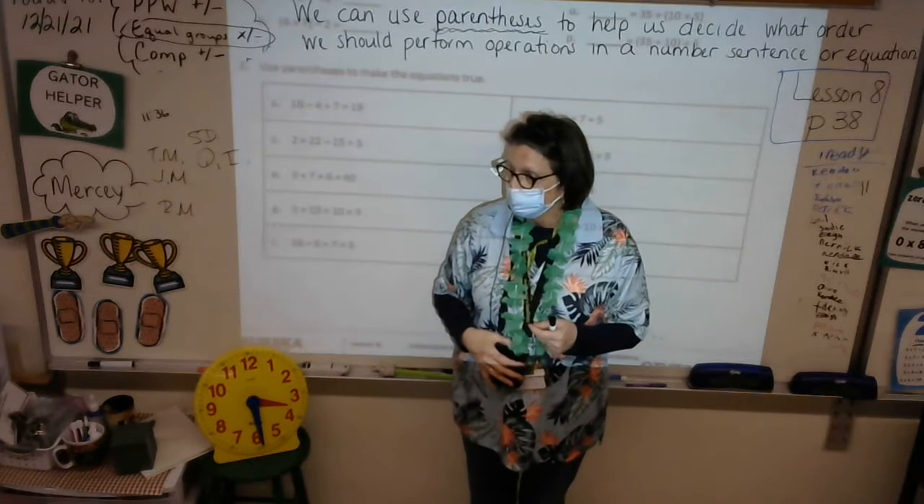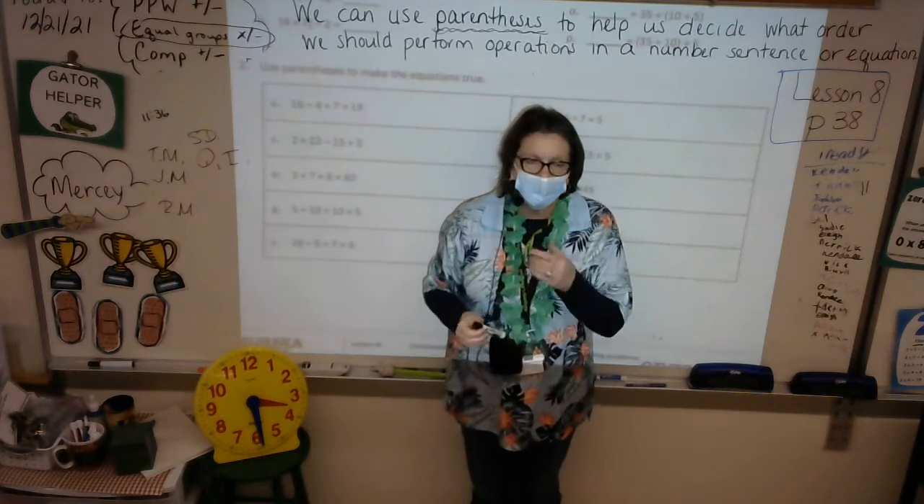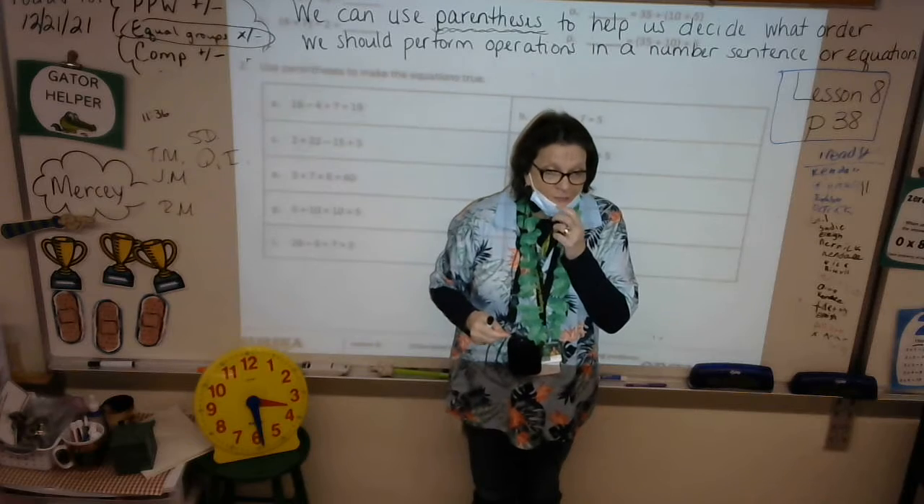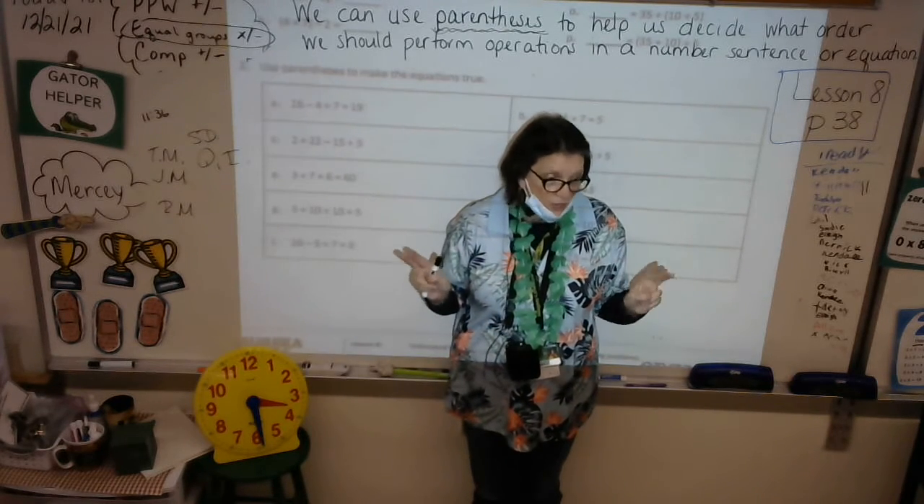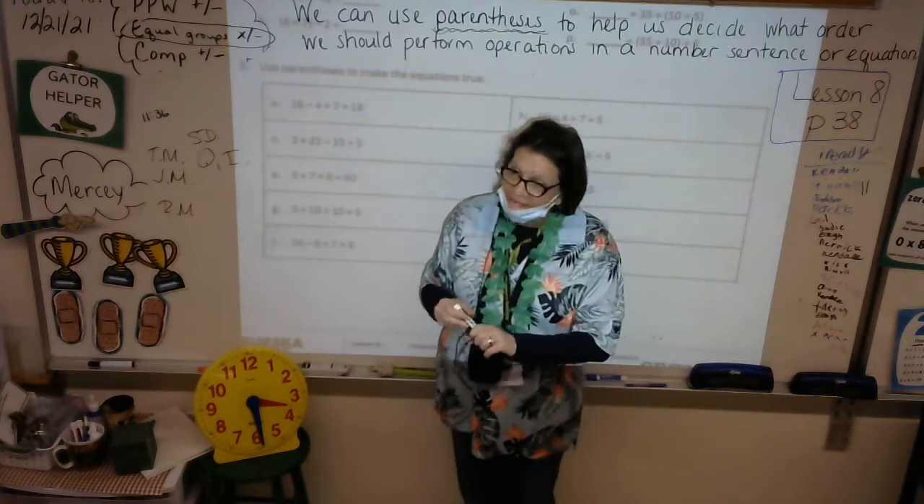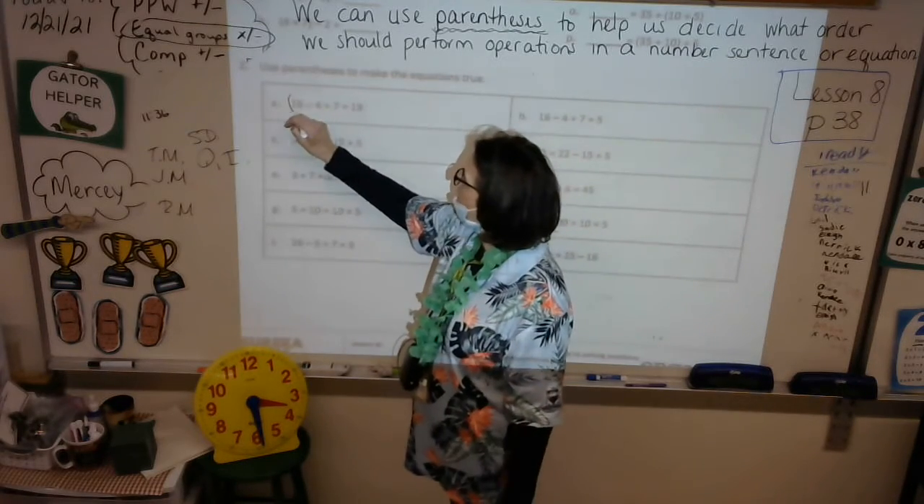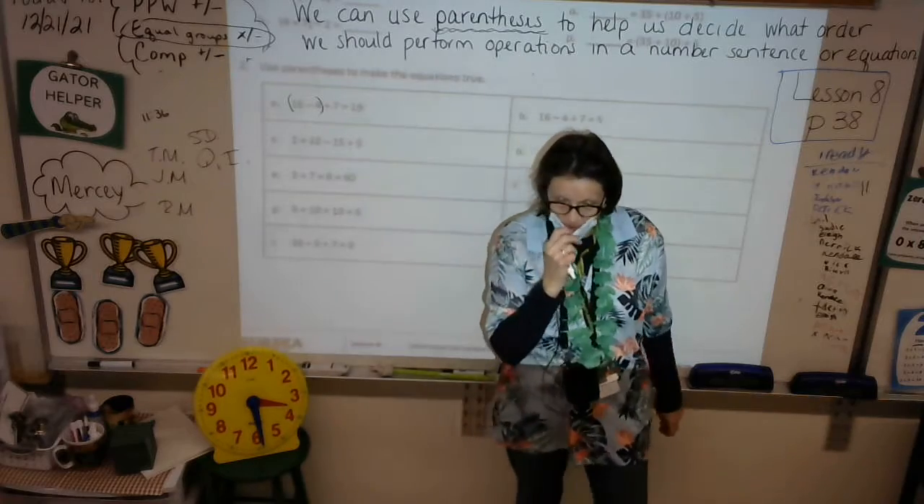Okay, thank you. Let's do the first one. I'm going to use that strategy. I think I mentioned it before. It's called guess and check. So I'm just going to say, let's guess, and let's put our parentheses around the 16 minus 4. Can we all do that?